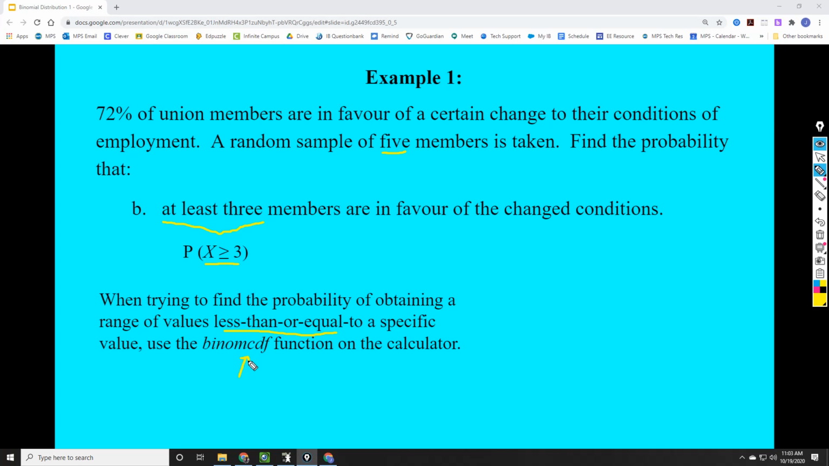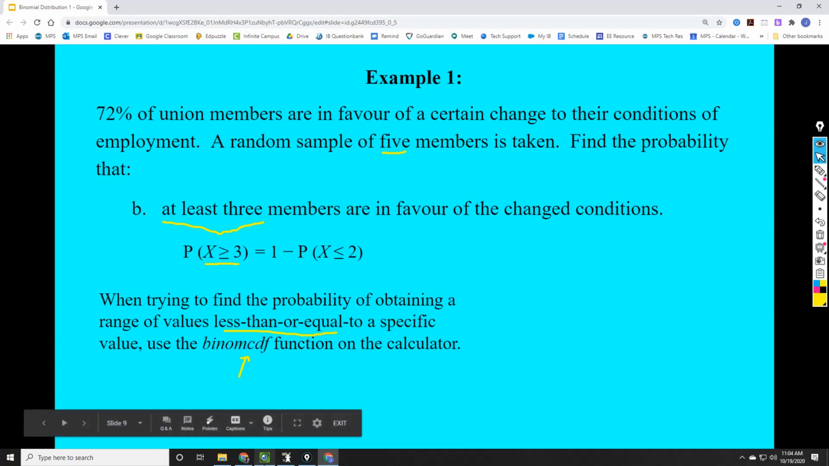So what we could do is we could use the calculator to find out the ones that we don't want and then essentially find the complement or subtract that from 1. So if I want 3, 4, or 5, what don't I want? I don't want anything that's 2 or less. So we can rewrite this as 1 minus the probability of what we don't want. And what we don't want is anything that is less than or equal to 2. That would include 2 people being in favor of the change, or just 1 person, or even 0 people. Those would be those options that we don't want.